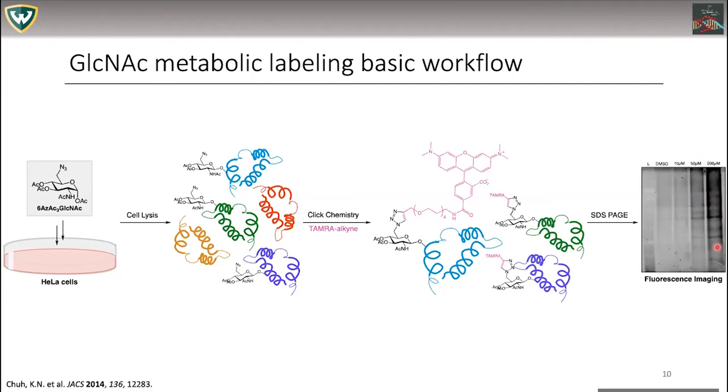So once we see these really dark bands when we've fluorescence imaged our gels, we can see that we have tagged our proteins and that we have tagged our azido sugar with the TAMRA alkyne. So this gives us a really clear method of seeing if our sugar is working and seeing if we're affecting anything in the cell.